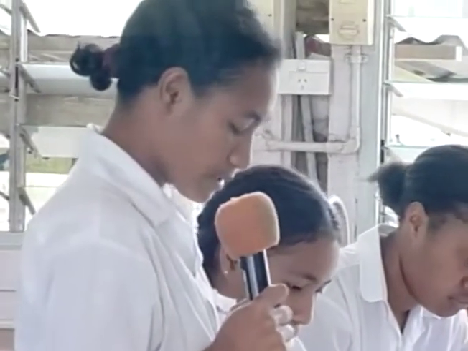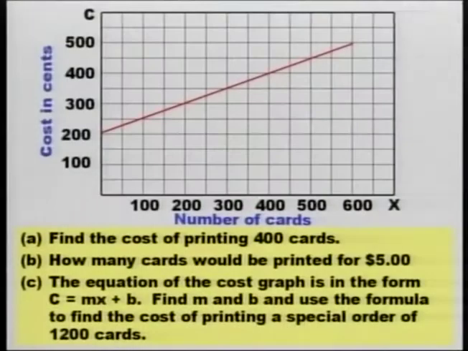C equals half x plus 200. You all got half x plus 200? True. Daniel, is your answer C equals half x plus 200? It's correct. C equals half x plus 200. Use the equation to find the cost for 1,200 cards. Daniel, your answer, please.